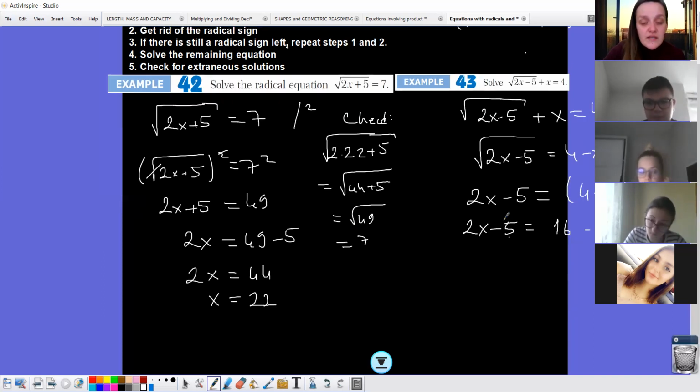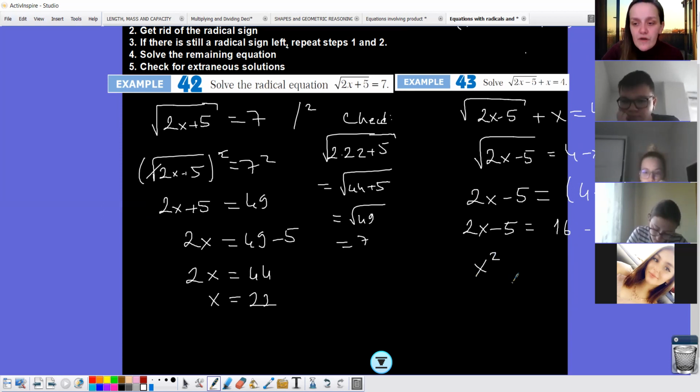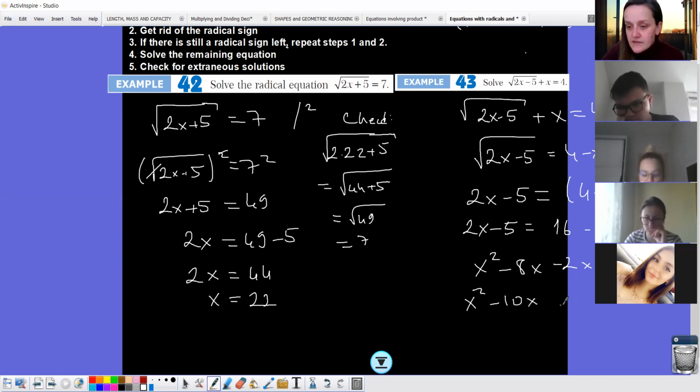I will take all these to the other side, not to have minus x squared, because x squared is plus. Then I will have x squared minus 8x, then this minus 2x. We have 16 here already, and plus 5 is equal to 0. Then x squared minus 10x plus 21 equal to 0. As you can see, directly we can see the factors.